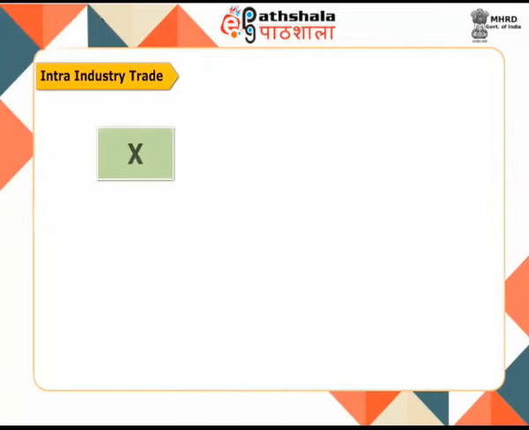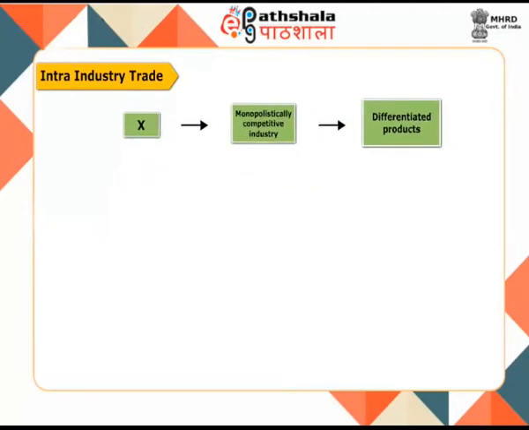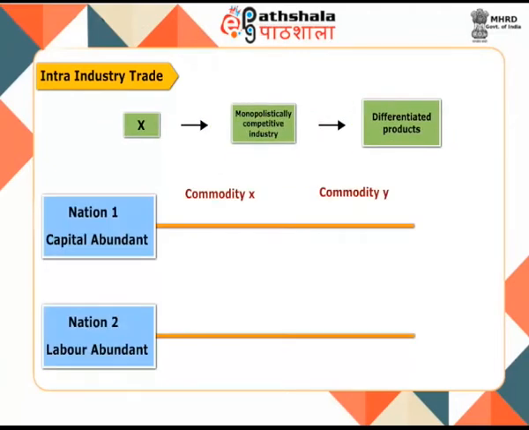Now we assume that X is a monopolistically competitive industry in which a number of firms produce differentiated products rather than a perfectly competitive industry producing homogeneous products. Due to the economies of scale or increasing returns, neither nation is able to produce the full range of commodity X by itself. Nation 1 will produce different varieties of commodity X from those that nation 2 produces.